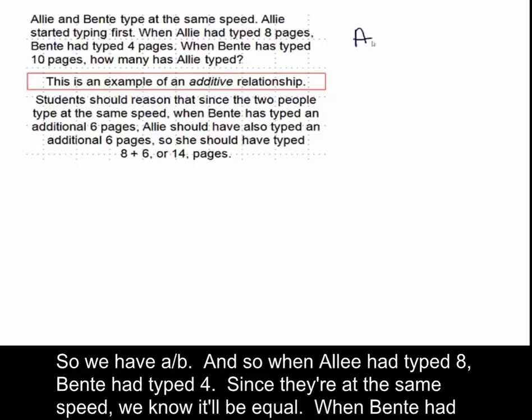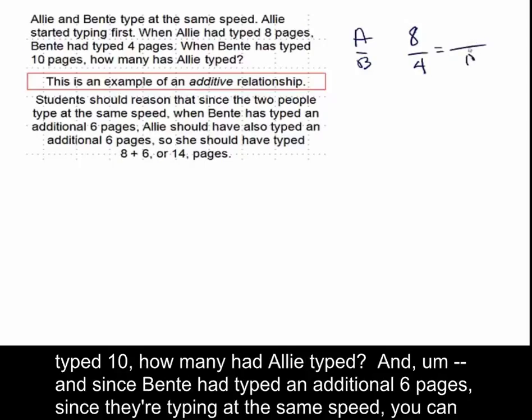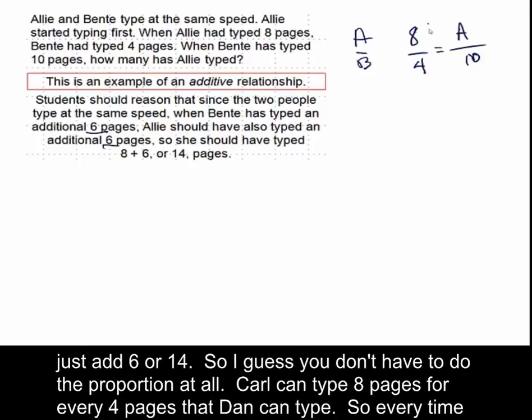So we have A to B. And so when Ali had typed 8, Bente had typed 4. Since they are at the same speed, we know it will be equal. When Bente had typed 10, how many had Ali typed? Since Bente had typed an additional 6 pages, and they're typing at the same speed, you can just add 6 for 14. So I guess you don't have to do the proportion at all.